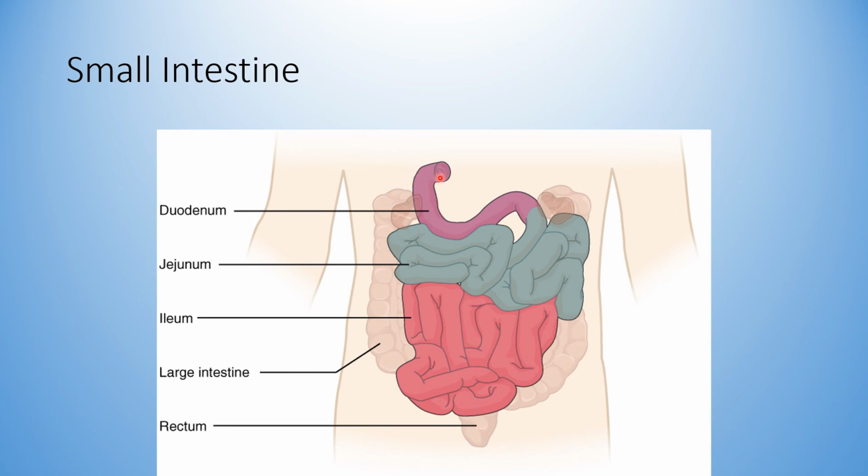So your stomach would be up here, and then this purplish color is the duodenum, and then you've got the jejunum in the middle, and then the largest section is going to be the ileum. And then it's going to connect to the large intestines right here.